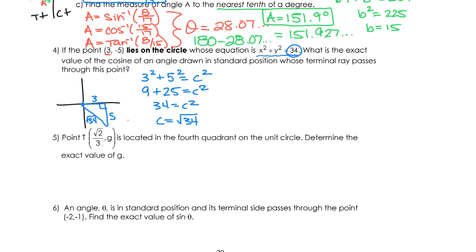All right. Remember, theta is right here, closest to the origin, so this is the adjacent side, this is the opposite side, and this is the hypotenuse.